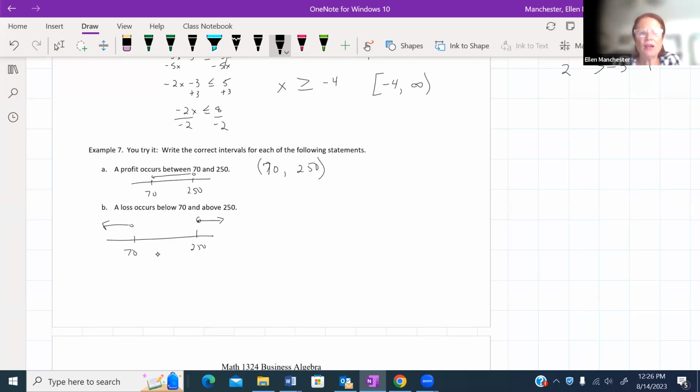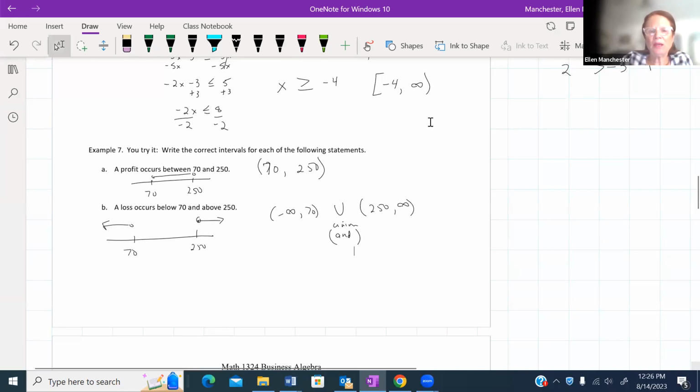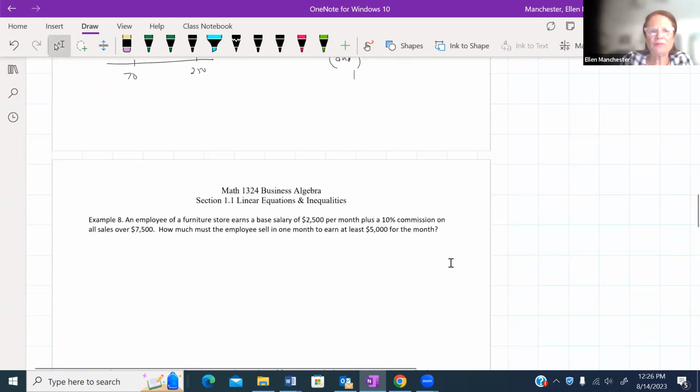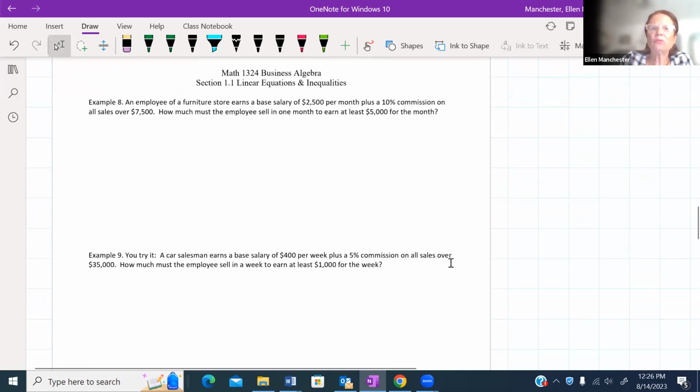Okay, so this loss would be from -infinity to 70. So notice we're going low to high, and that's a union symbol, 250 and above. This is union, or it means and. It's another word for and. Okay, so that's just being able to write in interval notation. So now we're going to get into word problems.